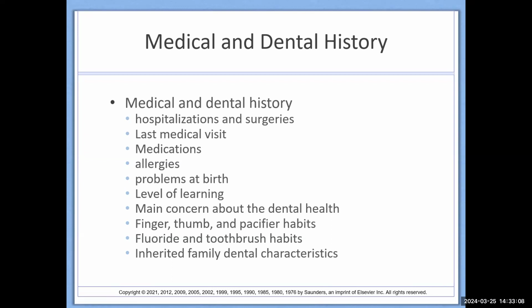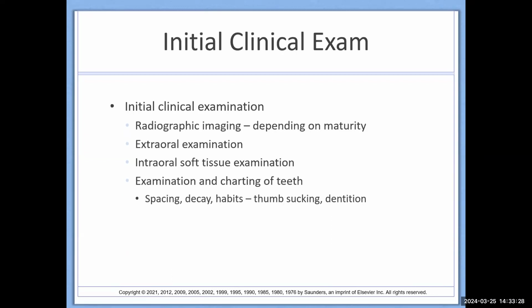Habits such as pacifiers or thumb sucking or finger habits is also really important. Any habits with the toothbrush or fluoride, and did they inherit any family dental characteristics? And some of that could be anywhere from missing teeth to congenitally abnormal looking teeth.